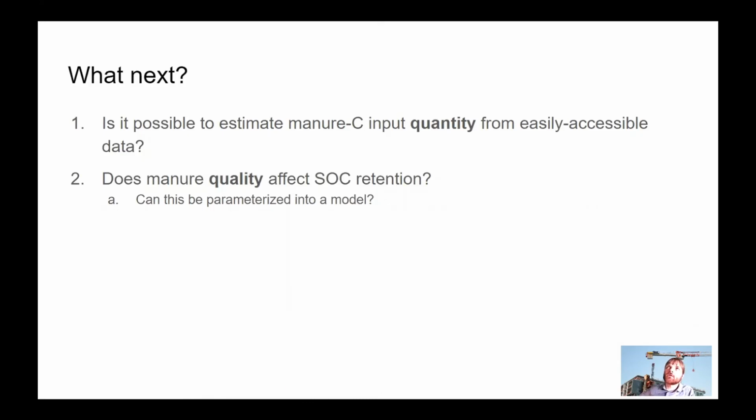One thing that might improve the model a lot is changing how I think about manure carbon input quantity. Quantity of carbon is definitely the biggest contributor to carbon sequestration. And maybe there's some easily accessible data source that I'm not thinking of. Maybe there's some remote sensing way to estimate manure carbon input. I don't know. I'm going to have to think about that. Another thing is maybe manure quality will affect soil carbon retention in a substantial way. And if it does, can this be parameterized into a model?